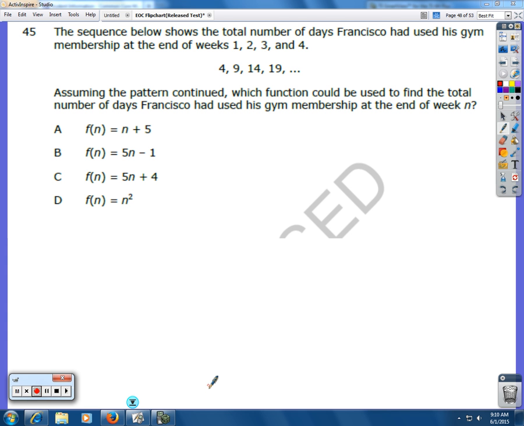The sequence below shows the total number of days Francisco had used his gym membership at the end of weeks 1, 2, 3, and 4. And then it says the number of days he used it. Assuming the pattern continued, which function could be used to find the total number of days Francisco had used his gym membership at the end of week N? So again, we're looking to find an equation, and we're going to write it in the format of y equals mx plus b. The easiest thing to do in this case is to make a table.